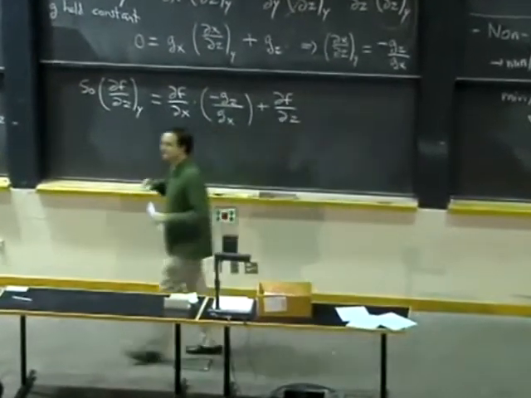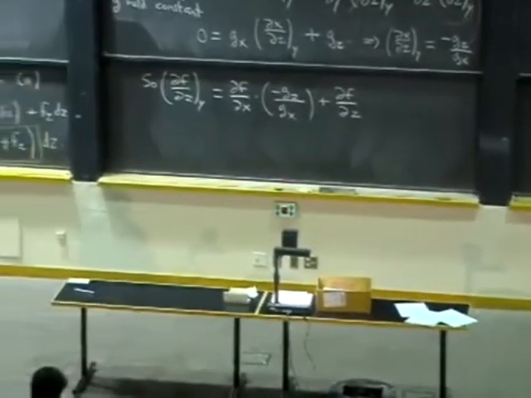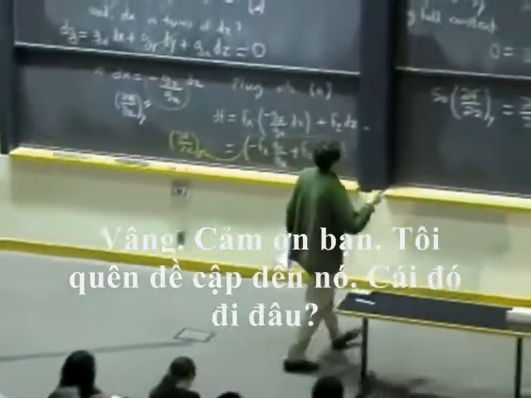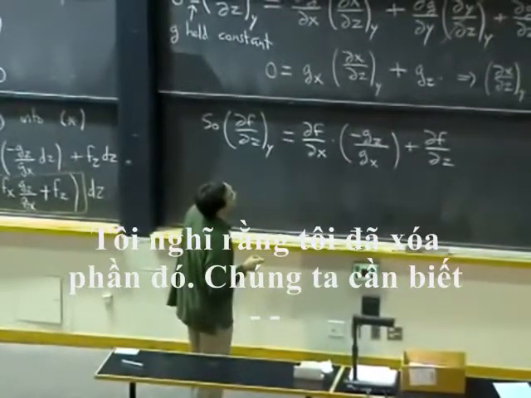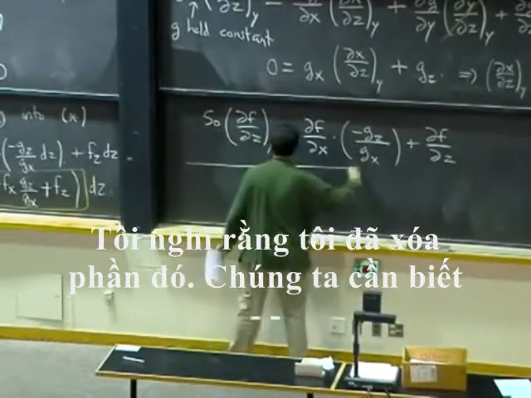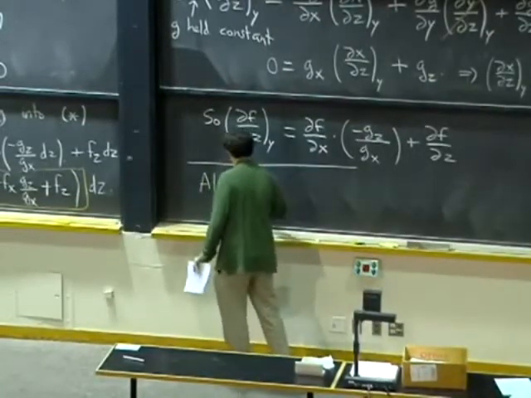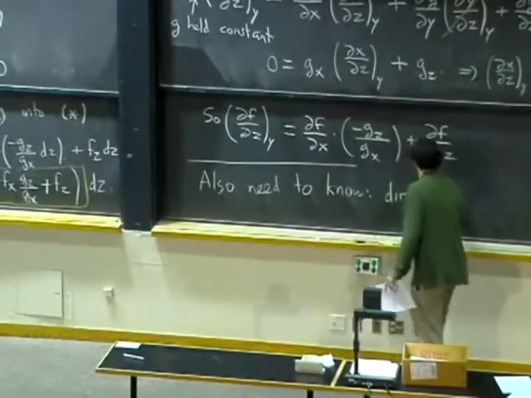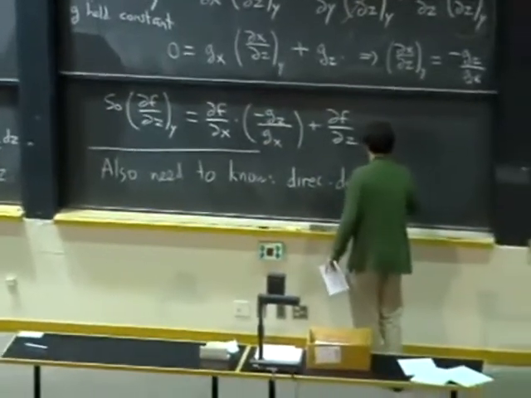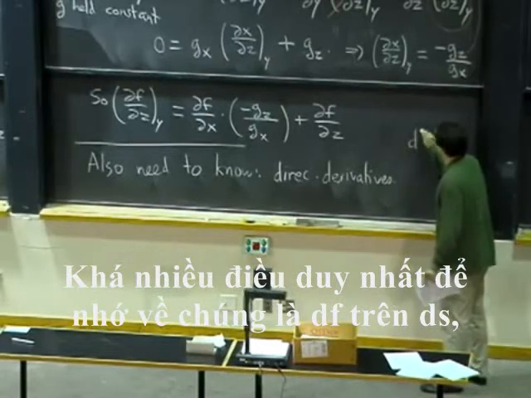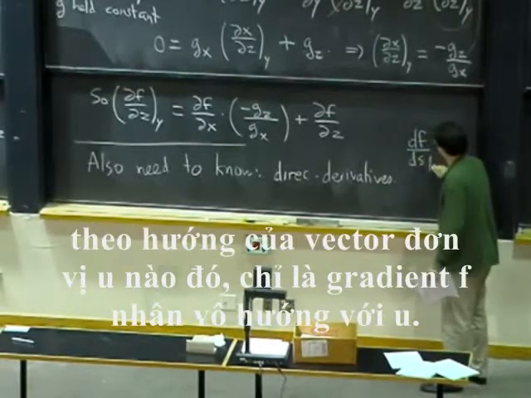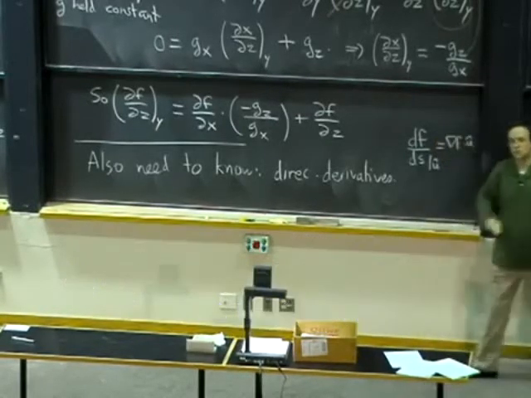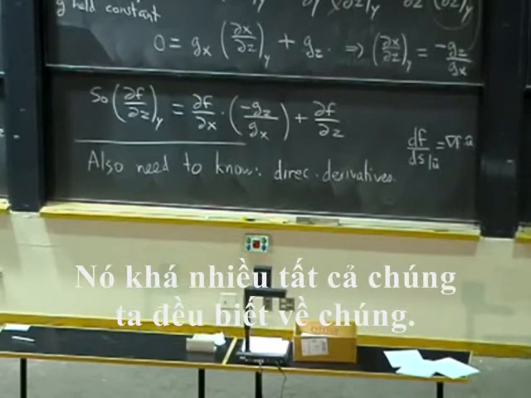Yes? Sorry, can we use directional derivatives? Yes, thank you. I forgot to mention it. Where did that go? I think I've erased that part. So, yes, we need to know directional derivatives. Pretty much the only thing to remember about them is that df ds in the direction of some unit vector u is just the gradient of f dot product with u. So that's pretty much all we know about them.